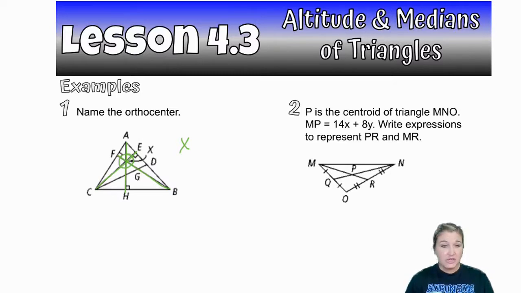There are some other intersection points, like CD. That is a line there, but it is not an altitude. If it is not an altitude, even though it goes from one side of the triangle to the other, wherever those points cross, it's not going to be included in that orthocenter.